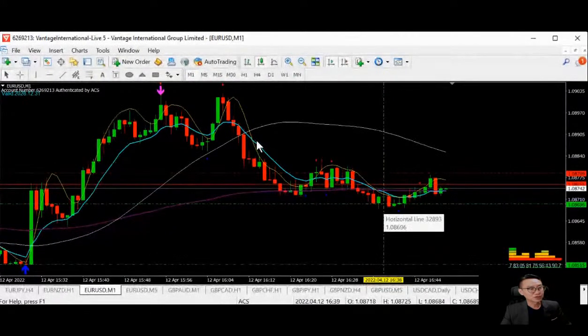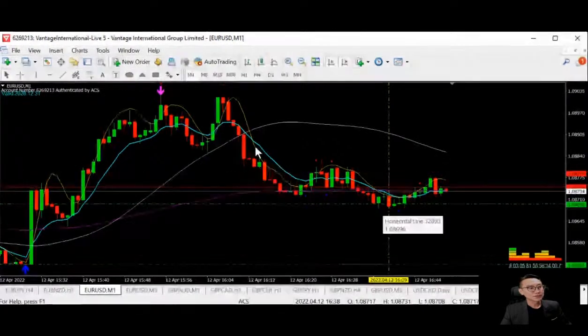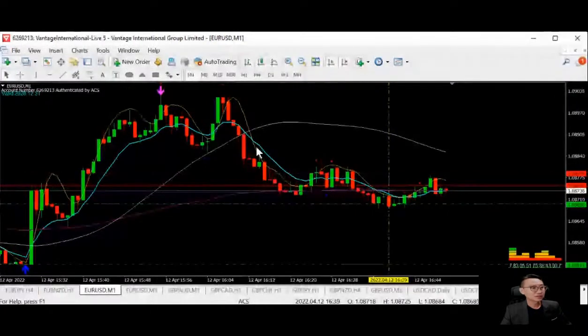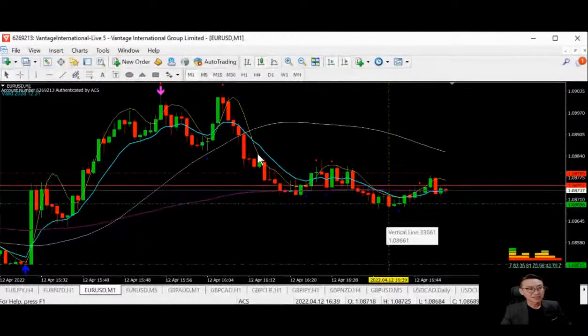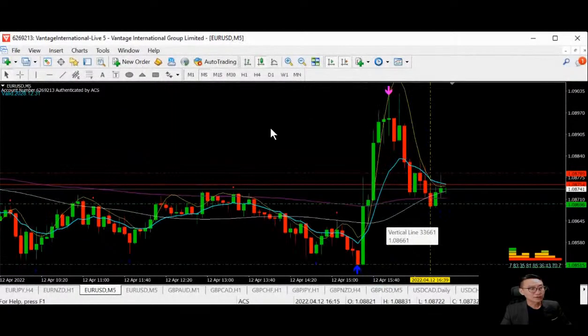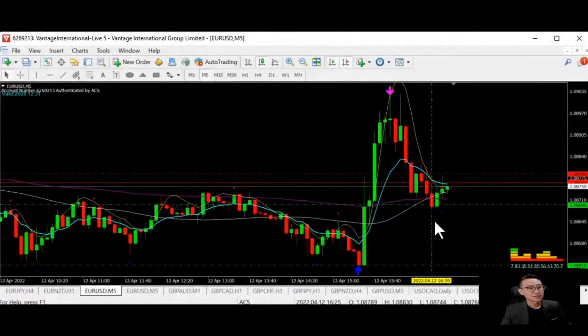When it forms a resistance over here, this is where I wanted to enter. So when I enter here, the reason behind it is the resistance. The resistance appears below all the lines here. It's a sign of selling. Together with the M5, it is giving me a signal that strength is coming.